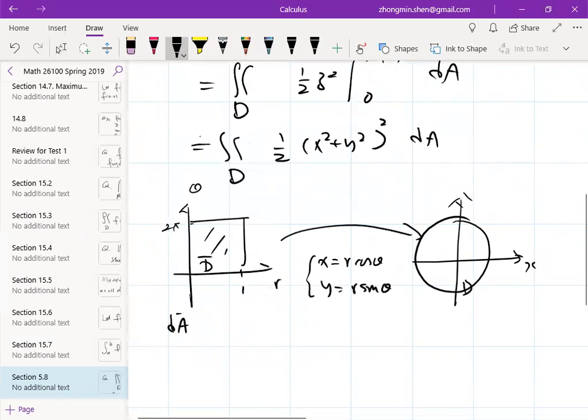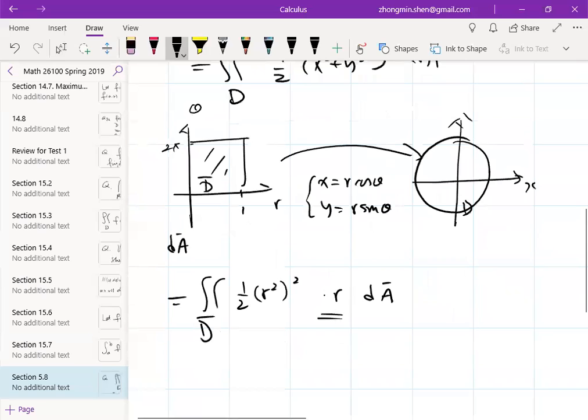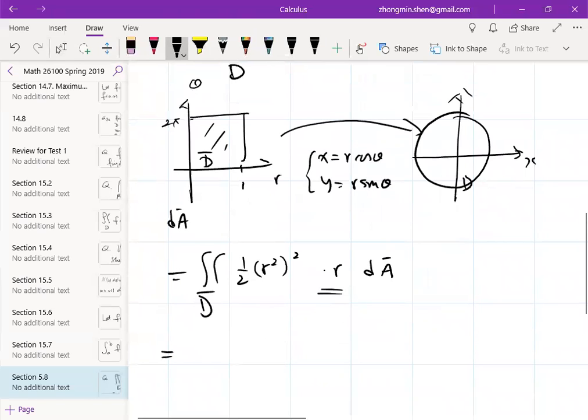According to the formula, this integral becomes the double integral on D bar of half of x squared plus y squared, which is r squared, then squared. But don't forget there is a derivative of this map. It's actually the r in r dA bar. Don't miss that part; it comes from the derivative of this map, which is a 2-dimensional function. Roughly speaking, you will get the double integral over this rectangle.